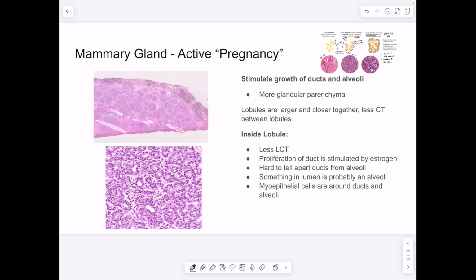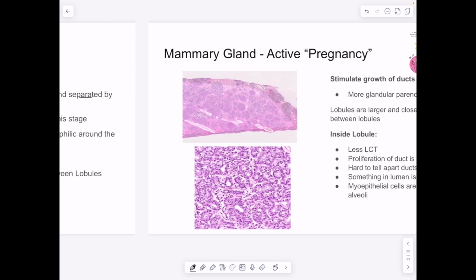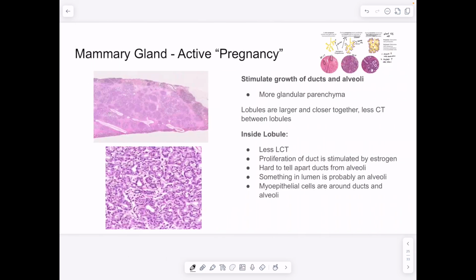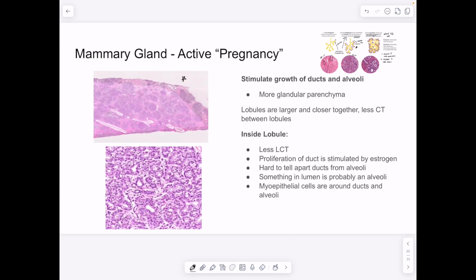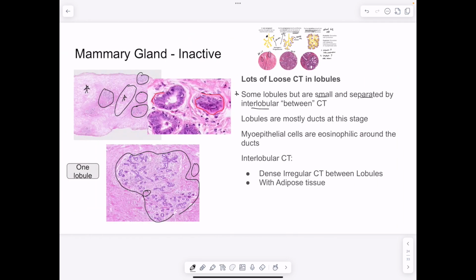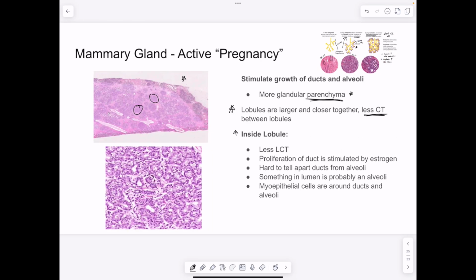All right, when you have a pregnancy, notice a difference already between this and this. As we said, the alveoli are starting to grow, but we do have a lot more ducts, so more glandular cells, parenchyma, functional cells. There are lots more lobules, and they are larger overall and closer together, with less connective tissue. Inside of the lobule itself, you see connective tissue here, but there's much less connective tissue.